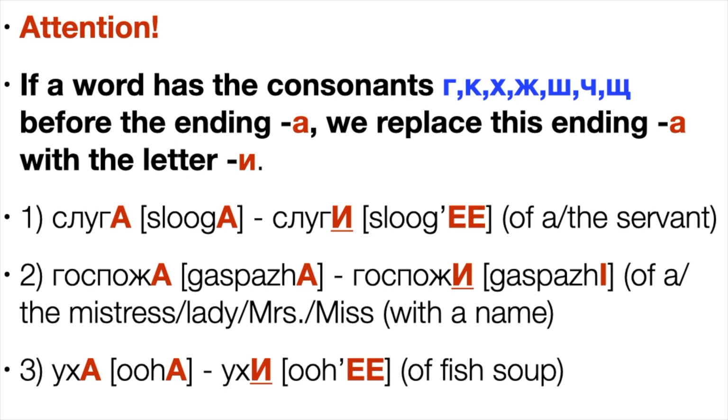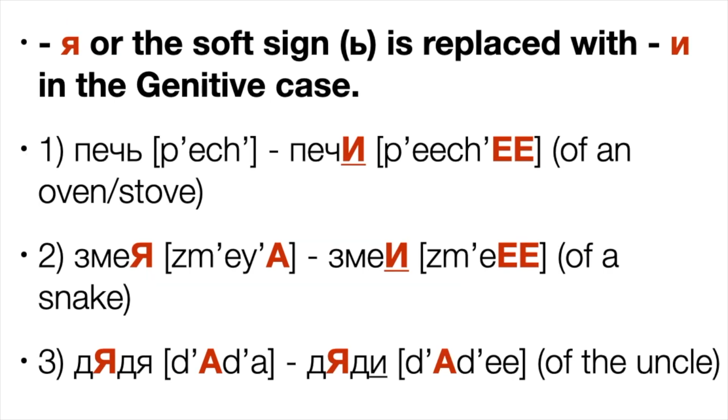Attention, if a word has the consonants г, к, х, ж, ш, ч, щ before the ending а, we replace this ending а with the letter и. For example, number 1, слуга, слуги. Number 2, госпожа, госпожи. Number 3, уха, ухи. The letter я or the soft sign is replaced with the letter и in the genitive case. For example, number 1, печь, печи. Number 2, змея, змеи. Number 3, дядя, дяди.